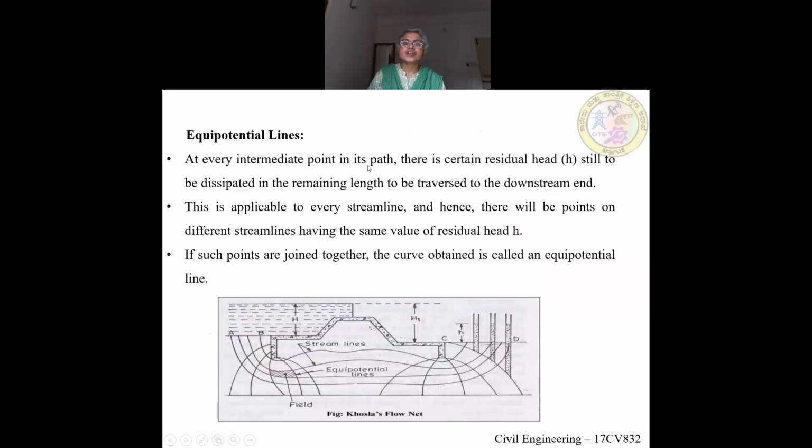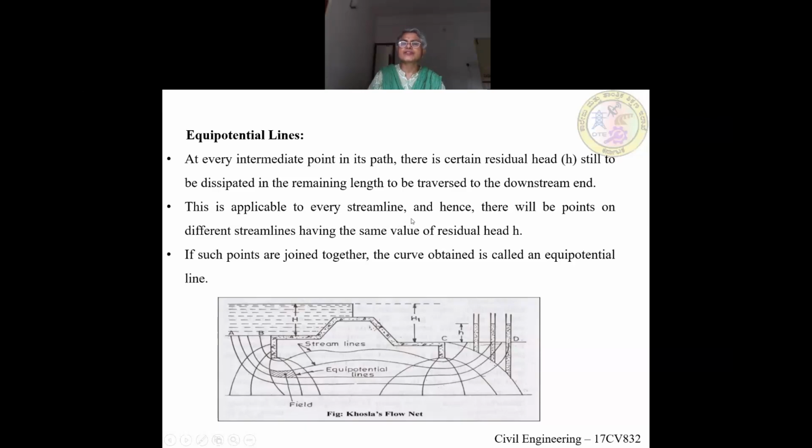At every intermediate point in its path, any point you take, there will be a certain residual head. Here there will be some value of head, but it will be less than the head at B. Similarly, as the water moves forward, the head goes on decreasing, and at every point there will be a residual head. This head will be dissipated because there is some length further to travel, and in the downstream it will become zero.